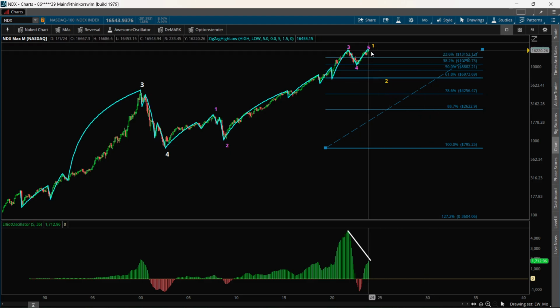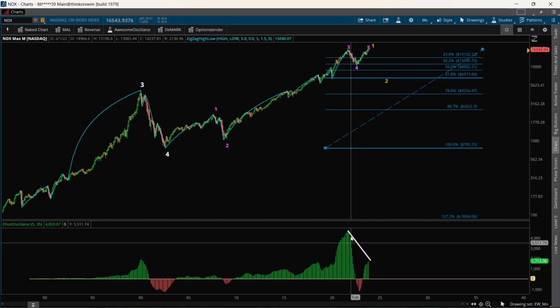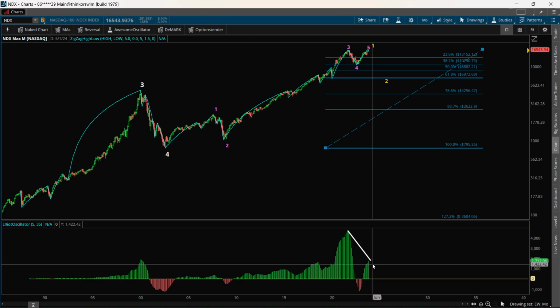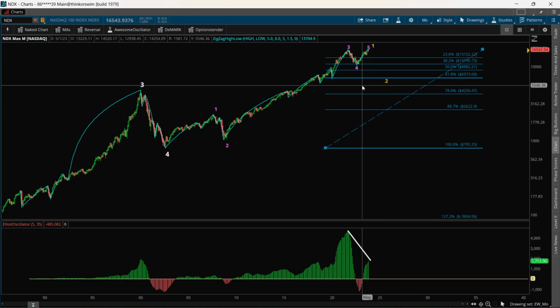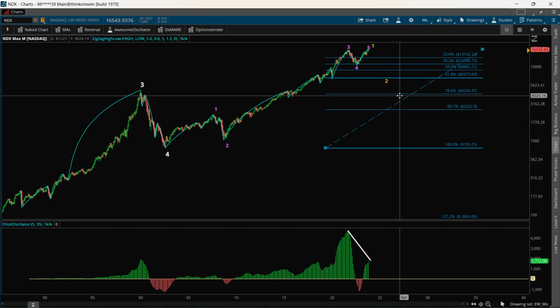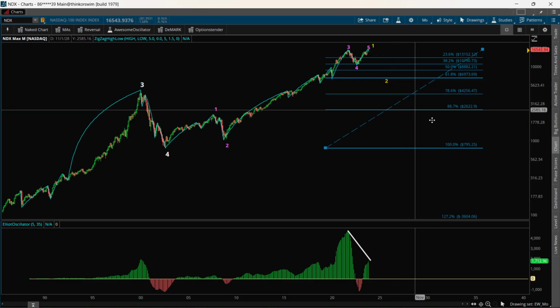Now, with this wave 5 up here, we had a peak at the wave 3, and now we have negative divergence. So we want that negative divergence to play out and get us down to the 62 or possibly the 78.6.